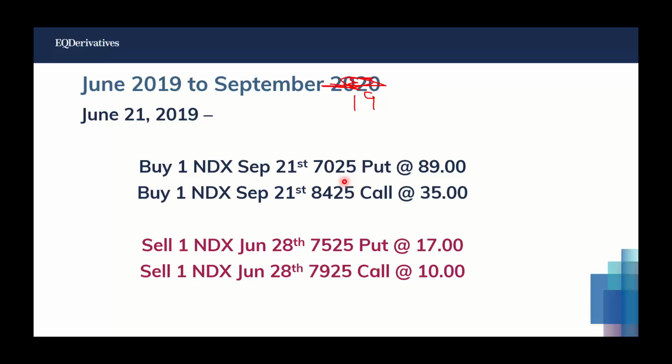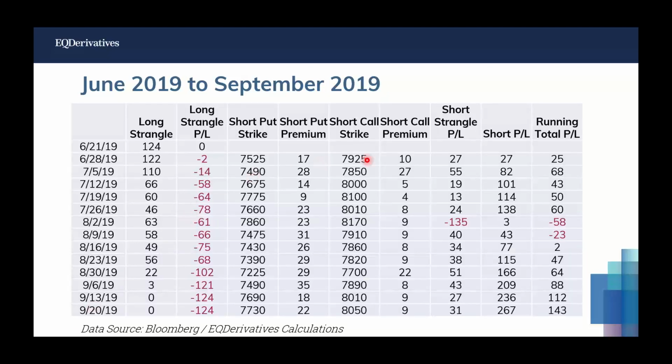Then the next Friday was the June 28th expiration, and this is a pretty narrow spread as well, and a lot less premium being taken in the first time that we put this spread on and went through the 13-week process once again. So in this case, it's a much less expensive strangle on both sides, but this actually worked out fairly well. The long strangle cost 124 points. The first time out was 27 points.